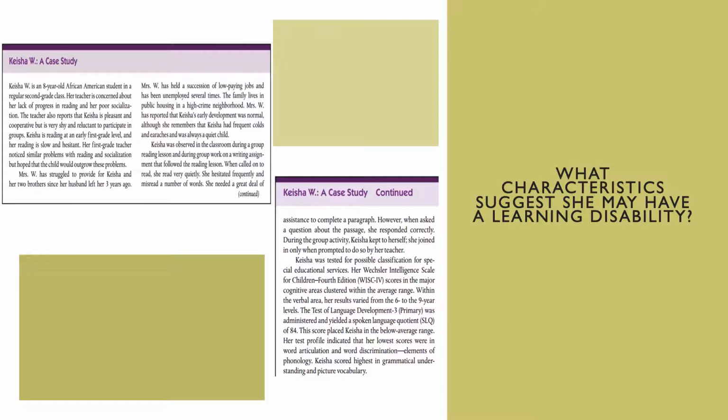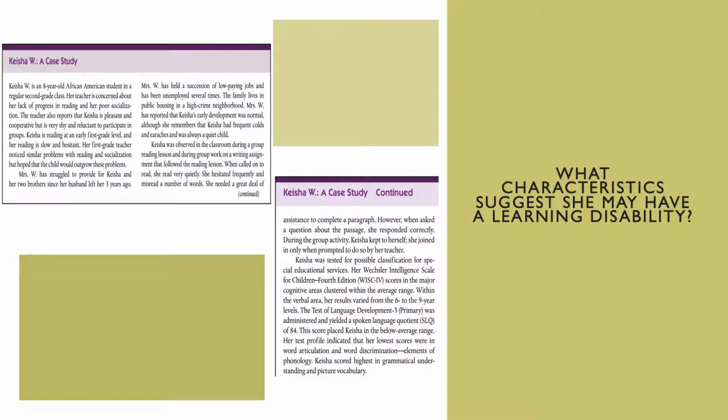Keisha was tested for possible classification for special educational services. Her WISC scores in the major cognitive areas clustered within the average range. Within the verbal area, her results varied from the 6 to the 9-year-old levels. The TOLD, which is a very common language test, was administered and yielded a spoken language quotient of 84, which would be just below the average range. Her test profile indicated that her lowest scores were in word articulation and word discrimination, which are elements of phonology. Keisha scored highest in grammatical understanding and picture vocabulary.